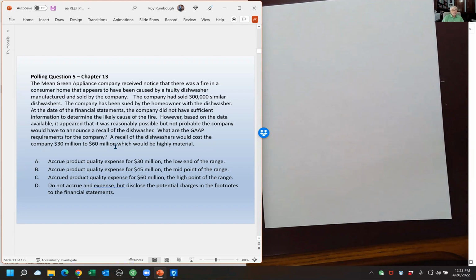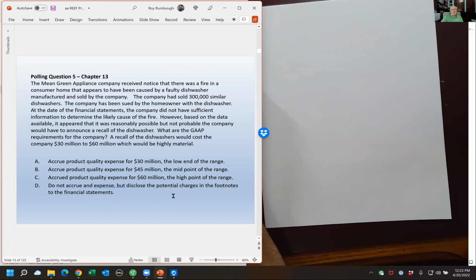Well, you go to the rules. You only record that 30 to 60 million if it's probable and you can estimate it. Well, we can estimate it already, but it's not probable. It's only reasonably estimable. So there, it's not probable, it's only reasonably likely. So reasonably likely or reasonably possible, we do not accrue the expense, but we do disclose we've got a potential recall that could cost us 30 to 60 million.